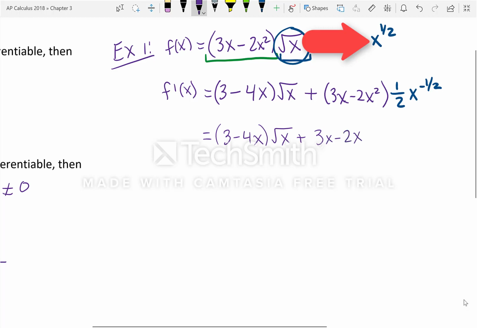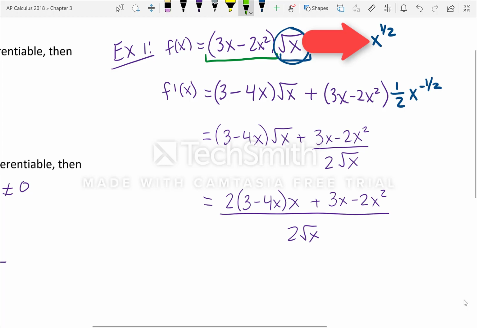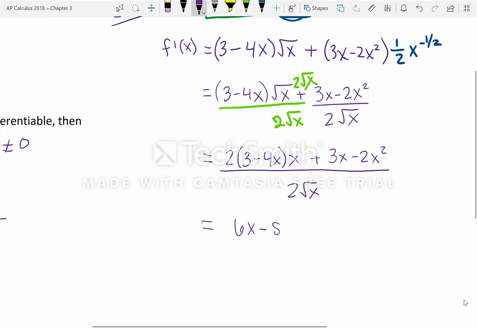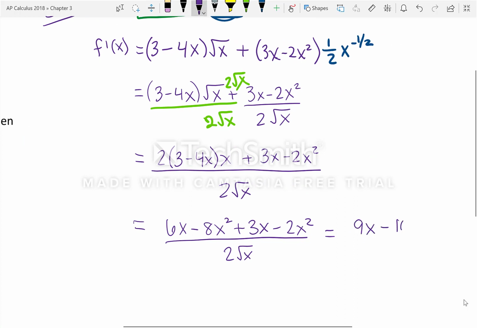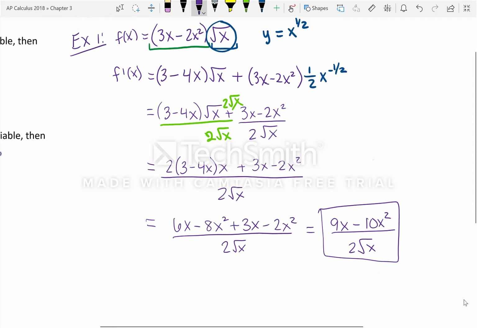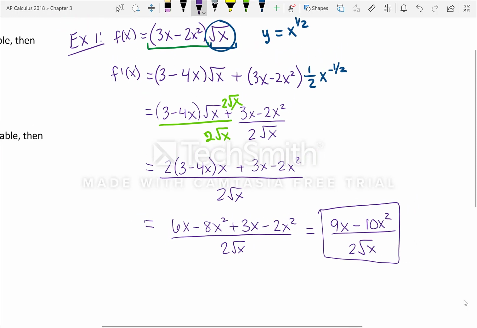Okay, if I want to clean this up a little bit more and simplify, I can make a common denominator of that 2 root x. So we can multiply everything in the numerator on this side by 2 root x, and then the denominator by 2 root x. So our derivative would be 9x minus 10x squared all over 2 root x. Okay, let's do another example, and this time we'll use the quotient rule.